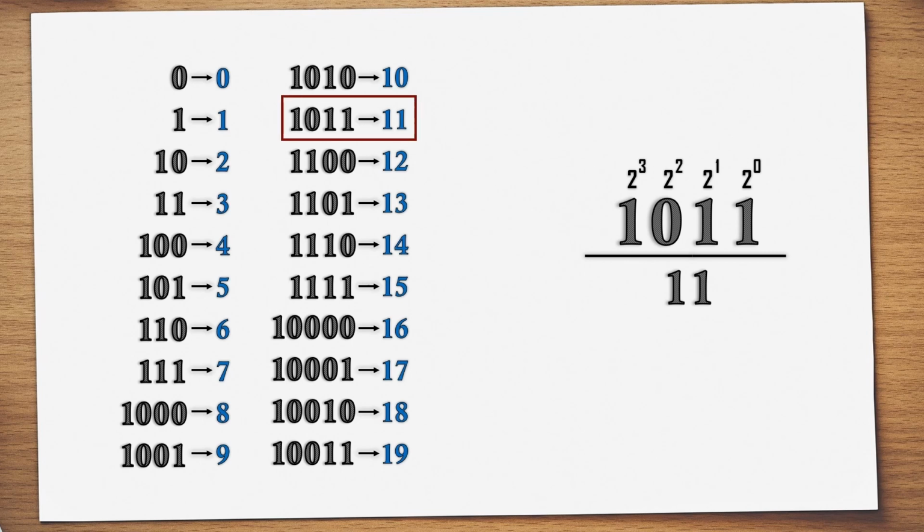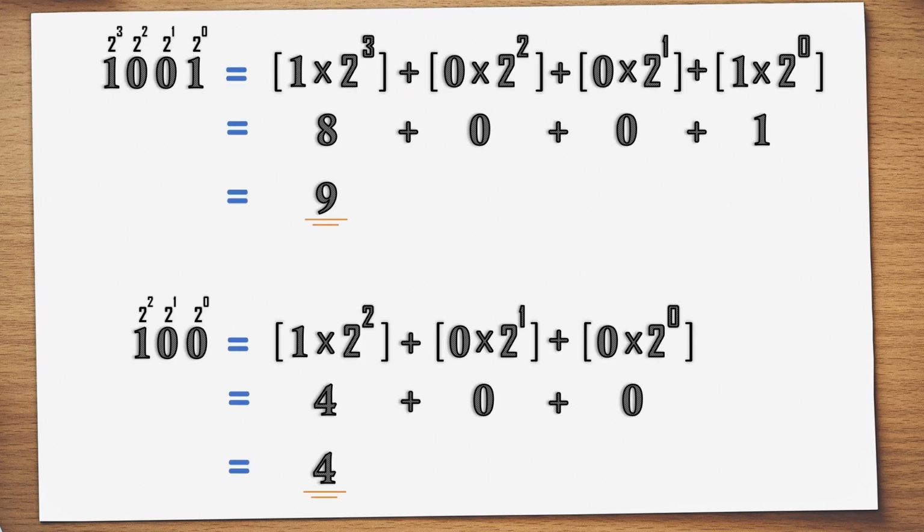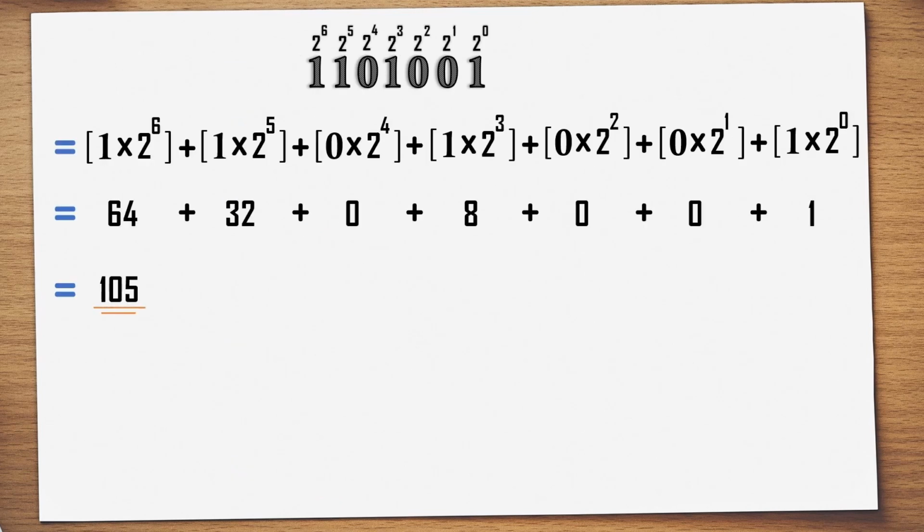Using this method, you can convert any given binary number to decimal. Some more examples are shown here. This method works well even for larger numbers.